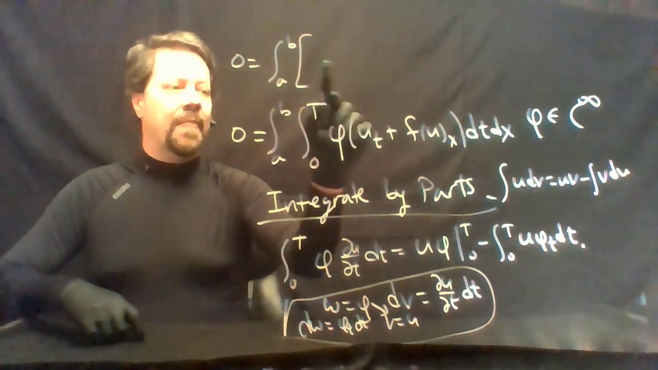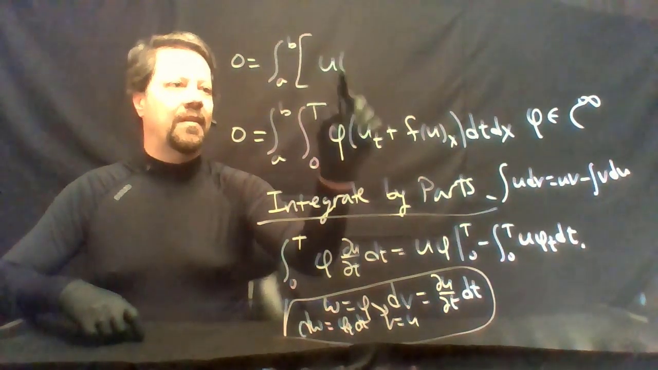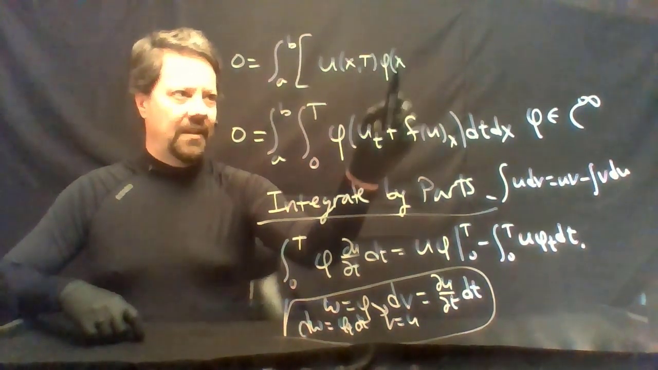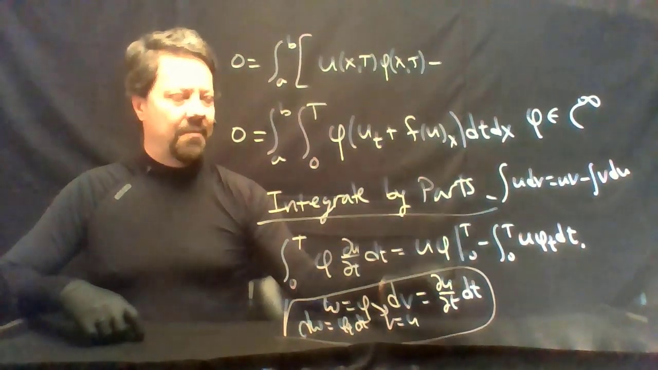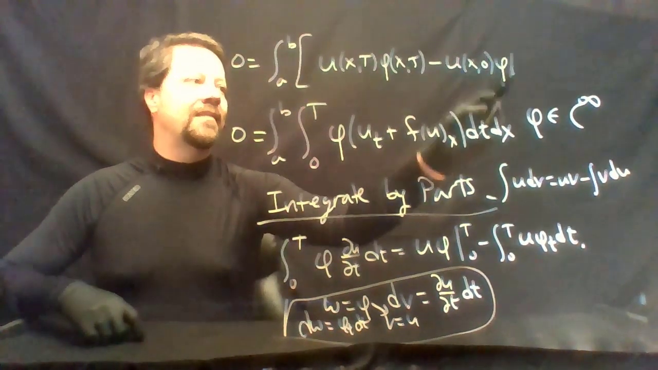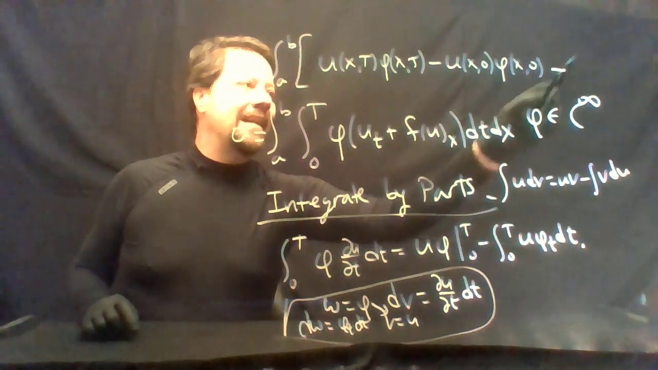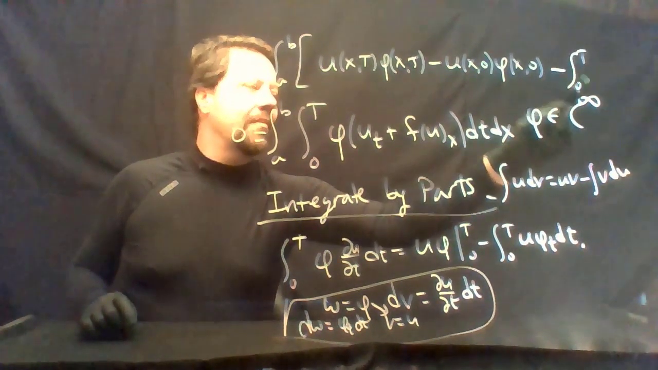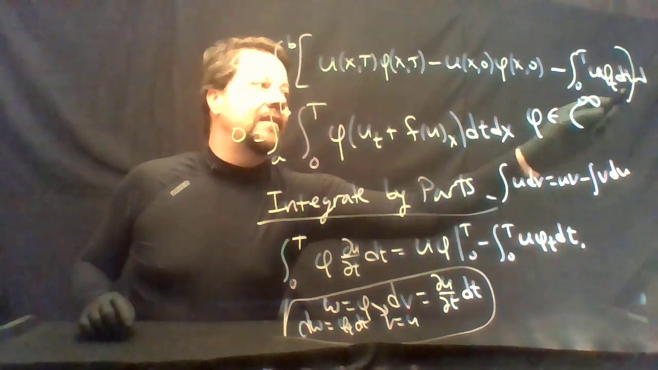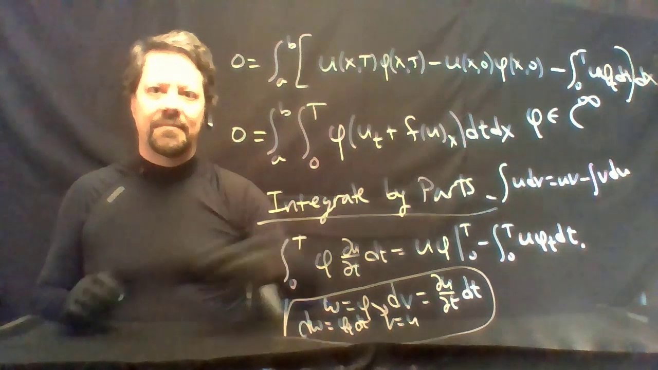We'll have u evaluated at t, phi evaluated at big T, minus u evaluated at 0, phi evaluated at 0, minus the integral from 0 to t of u phi_t dt, and then dx. We still have to account for the second term.